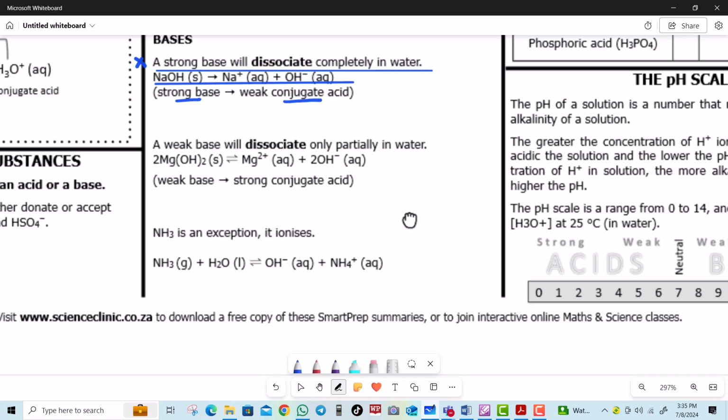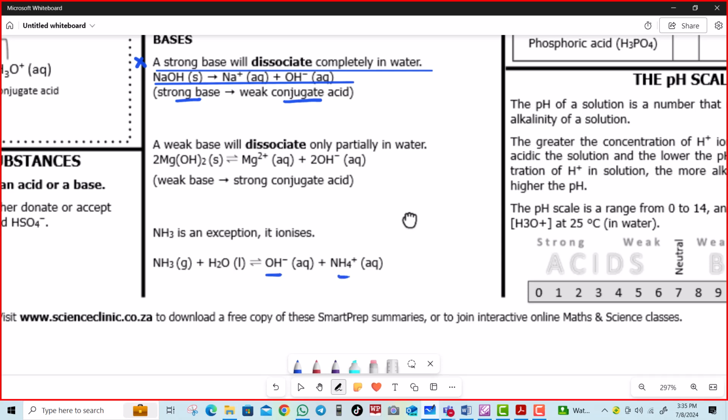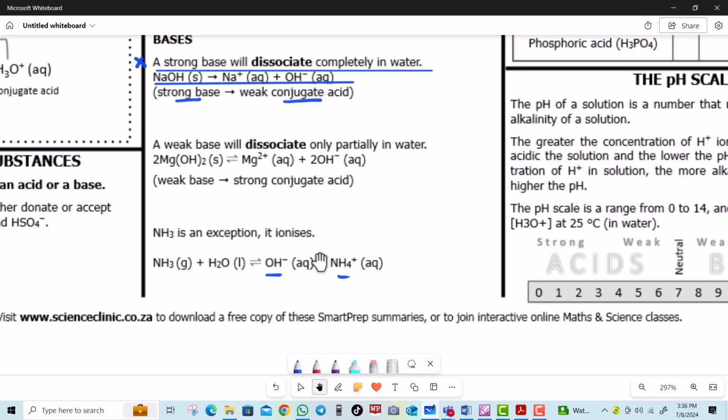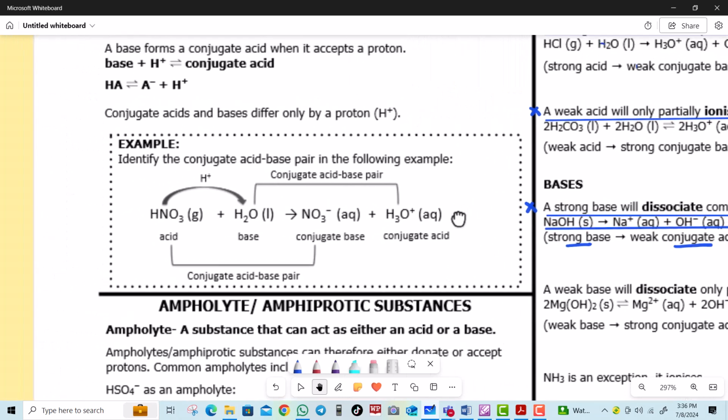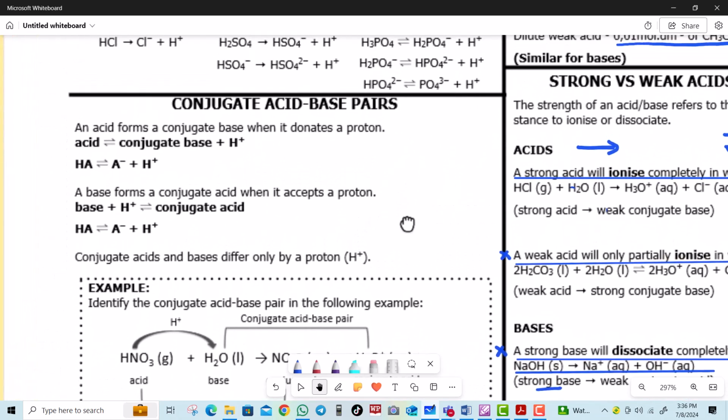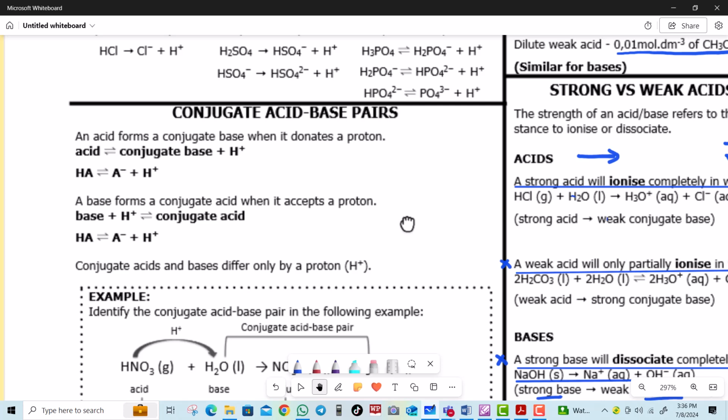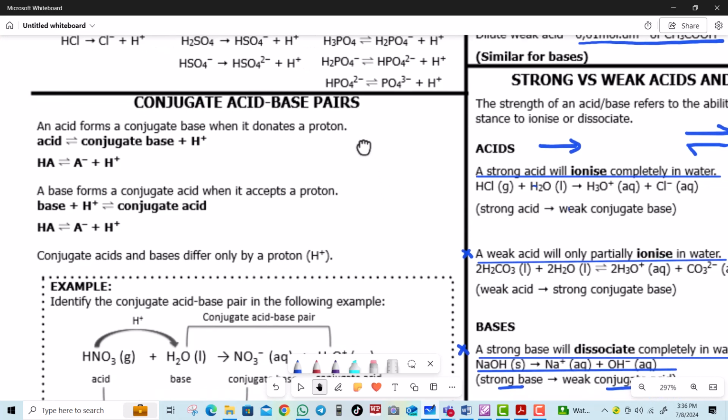Then ammonia is an exception on its own. This ammonia here, you see these other bases, we don't say plus water, but with ammonia we say plus water to form the OH ions and ammonium ions. Are we together? Just to take you back a little bit. Check this worksheet again. If you check here, after we're able to call them the conjugate acid-base pairs. I'm going to define them now. Okay.